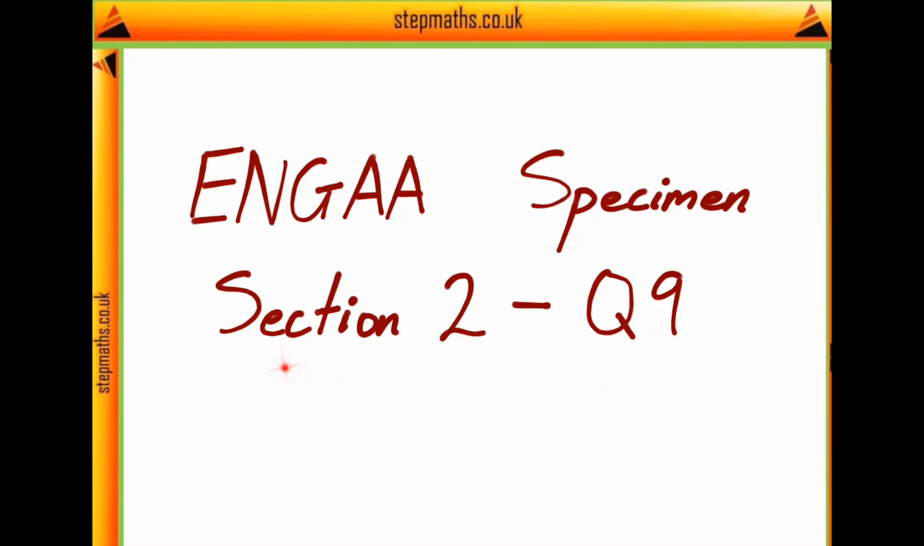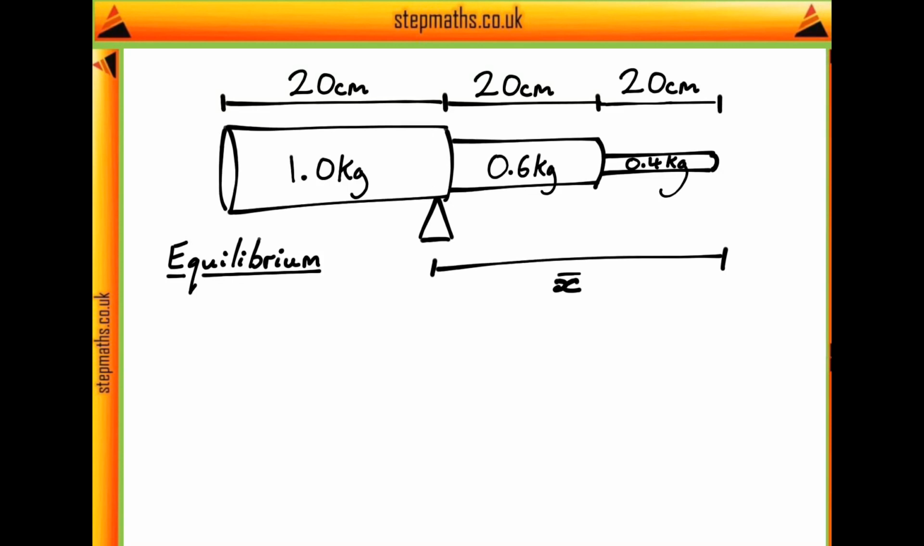Here we're going to look at question 9 from section 2 of the ENGAA specimen paper. In this question we're told we have a telescope which is made up of three cylinders, each of length 20 centimetres, but they have different masses. The smallest one has a mass of 0.4 kilograms, then the next one has 0.6 kilograms, and the final one has a mass of 1 kilogram.